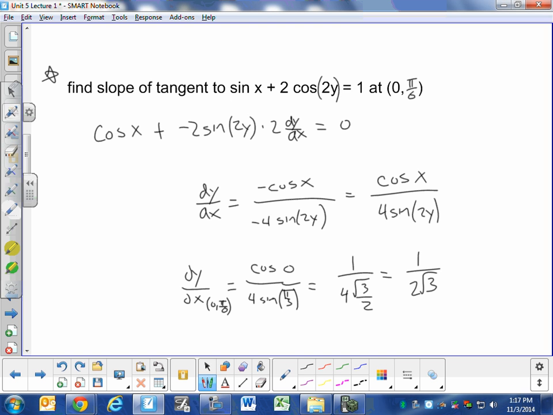Cosine is 0. I'm plugging in 0 for x. I'm plugging in pi over 6 for y. We get 1. And then sine of pi over 3 is root 3 over 2. 4 times root 3 over 2 is 2 root 3, so you get 1 over 2 root 3. That is approximately .288, so that's like a quarter.